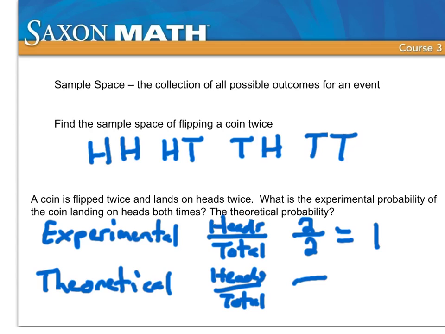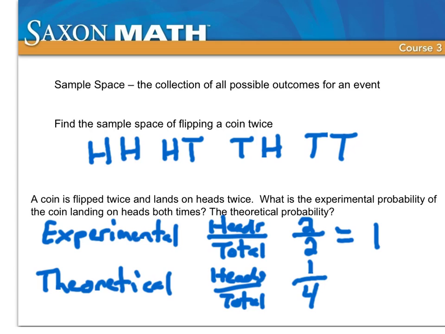Well, what's the theoretical probability of the coin landing on heads both times? Well, look at our sample space up here. There was only one way that we landed on heads twice, out of how many possible things could happen? Well, 4 possible things could happen this time. So the theoretical probability is 1/4.